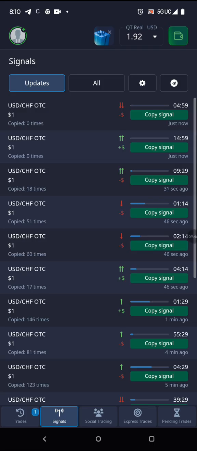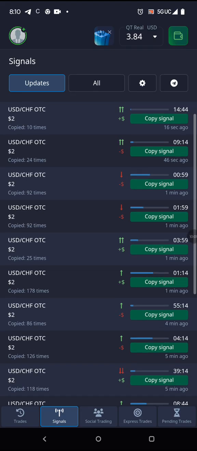Now that it's been copied, I wagered $1 up here. And in the next couple seconds, I'm going to see if I made, boom. You see my money just went up from 292 to 384. Okay. And that's how we're going to copy the trades.